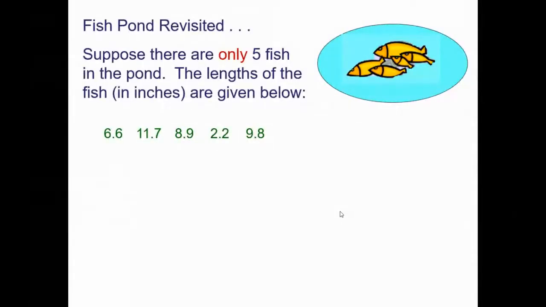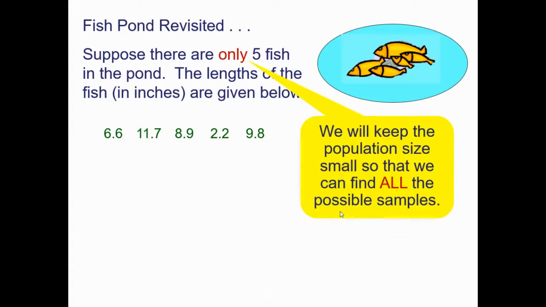Now, I don't know about y'all, but I don't want to sit there and list all 1,120 combinations for that first example. So we're going to cut the fish down to only 5. There's only 5 fish in our pond, and we're given the lengths below. That way, as we go through these next 2 exercises, we can find all possible samples in a realistic amount of time.